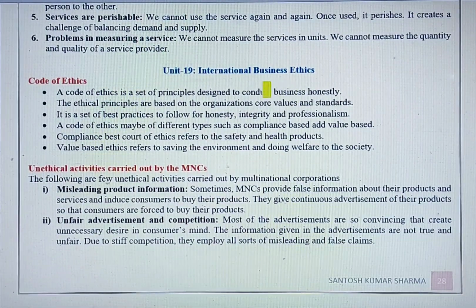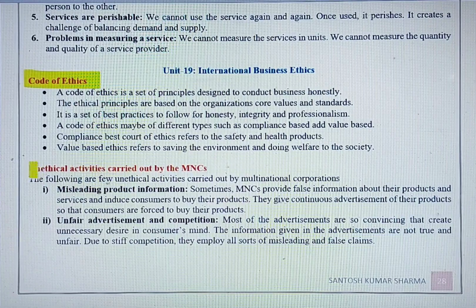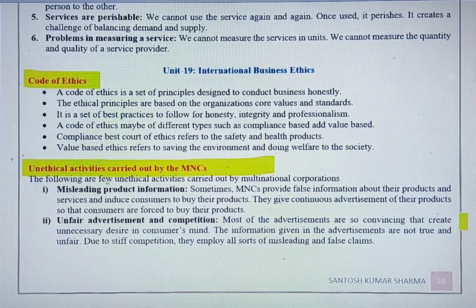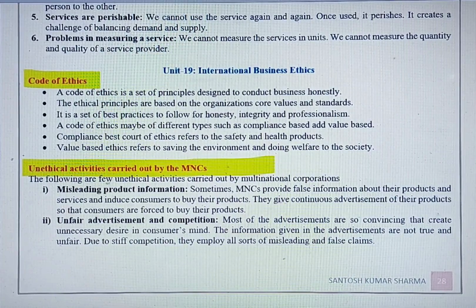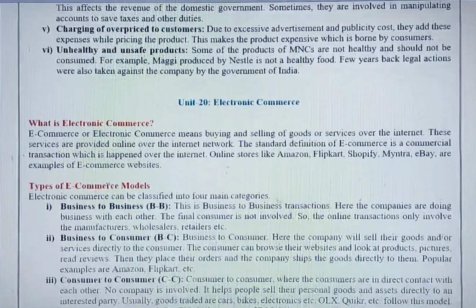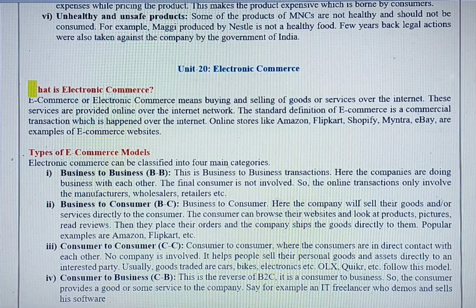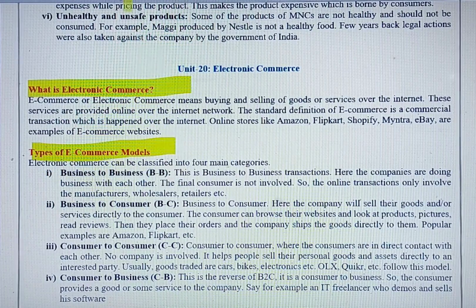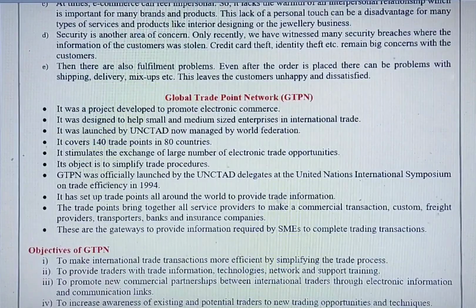Unit 19 is from international ethics, and here, what is the code of ethics and what are the different unethical practices that are being carried out by multinational corporations or TNCs. This is also a very important question. यूनिट 20 में चलते हैं इलेक्ट्रॉनिक कॉमर्स, और यहाँ पे आपको लर्न करना है व्हाट इज़ ई कॉमर्स, व्हाट आर द डिफरेंट टाइप्स ऑफ ई कॉमर्स मॉडल्स, एंड इसके बेनिफिट्स एंड इसके डिसएडवांटेजेस.